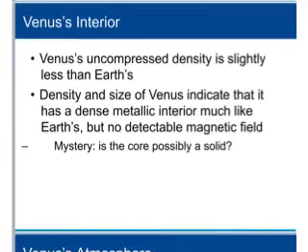If Venus really does have a dense metallic interior, it should have a magnetic field, just like the Earth does. Because the density and size of Venus is so similar to the Earth's, it would indicate that Venus has a metallic interior, a very dense one. But why there's no magnetic field with it is still a mystery.